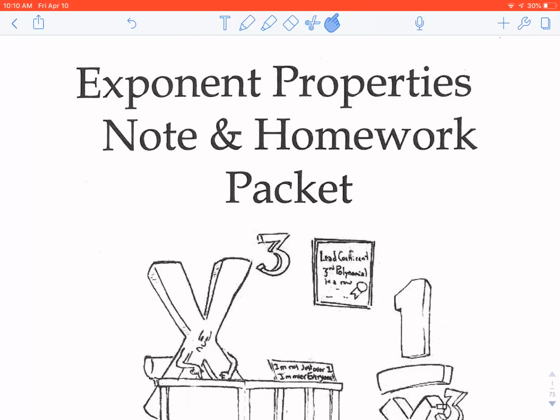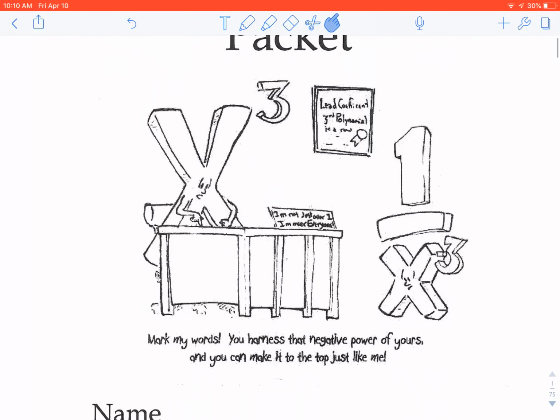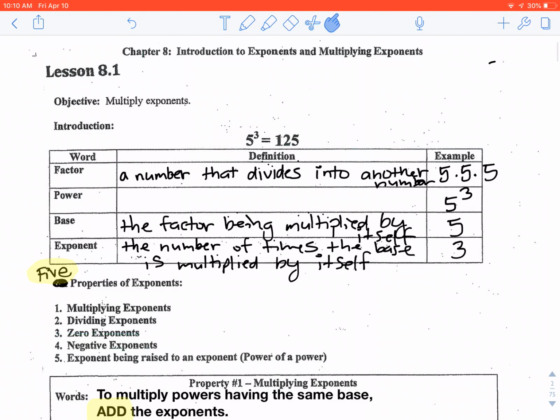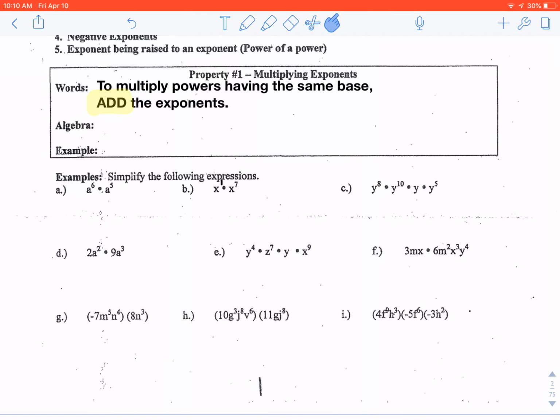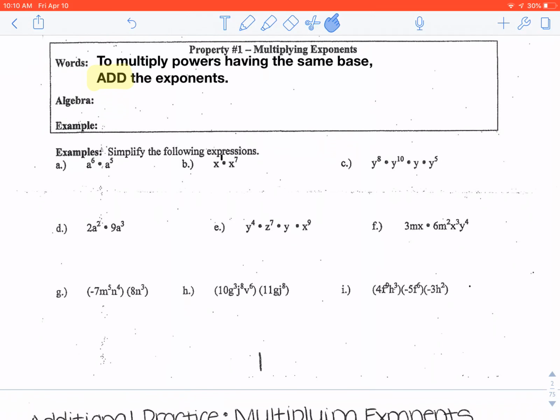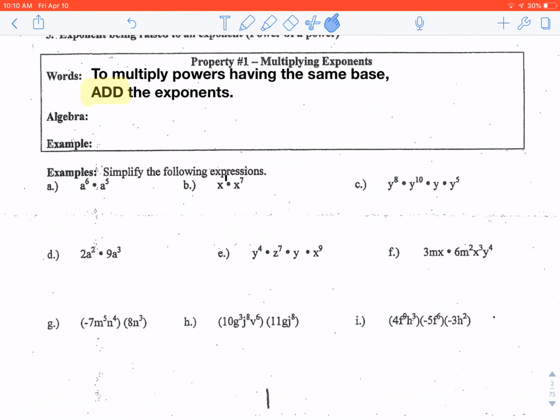Hi everyone. In this video, I am going to review exponent property number 1. Okay, so exponent property number 1 says to multiply powers having the same base, we are adding the exponents. So you should remember this.